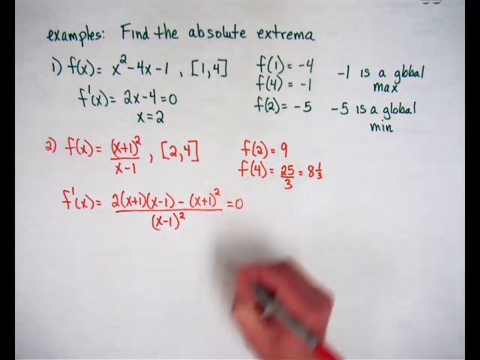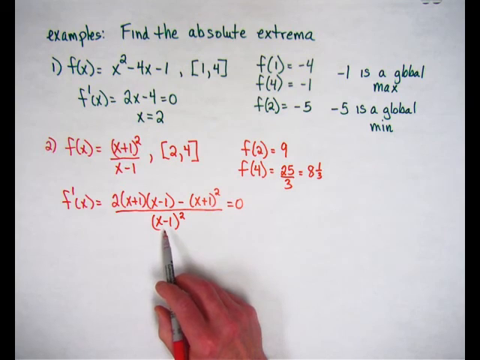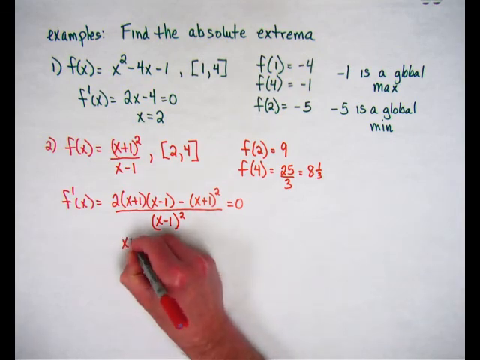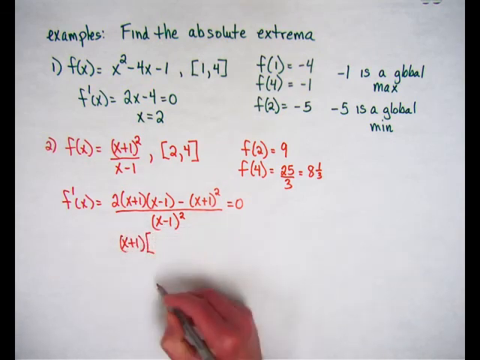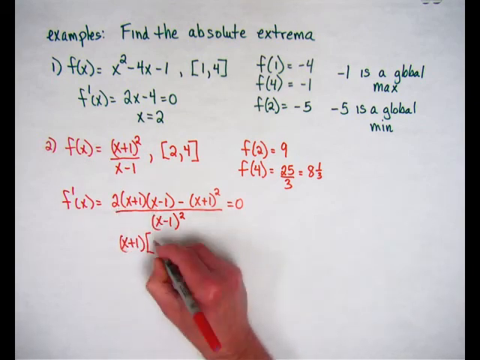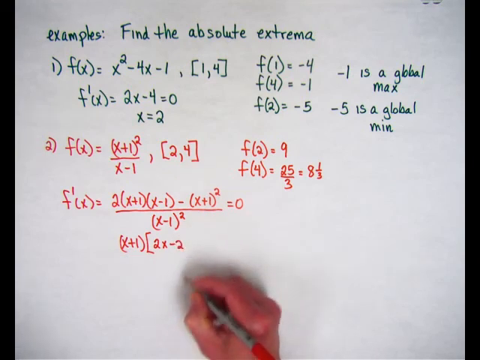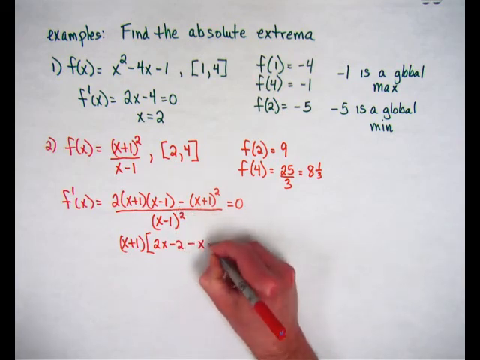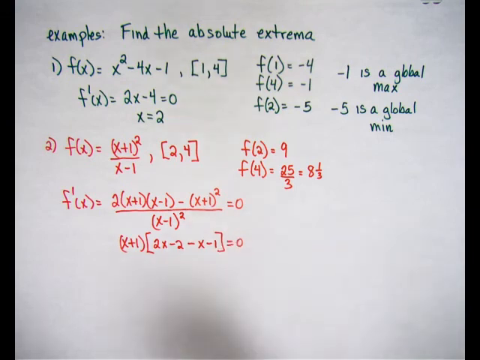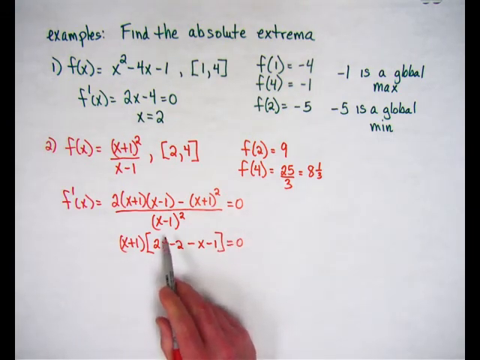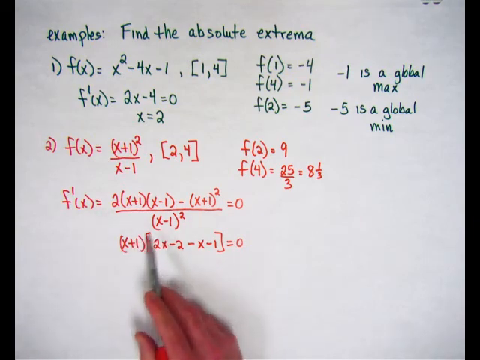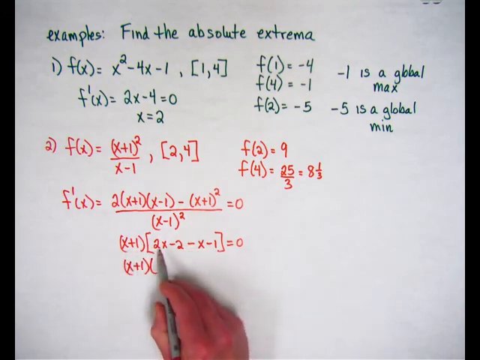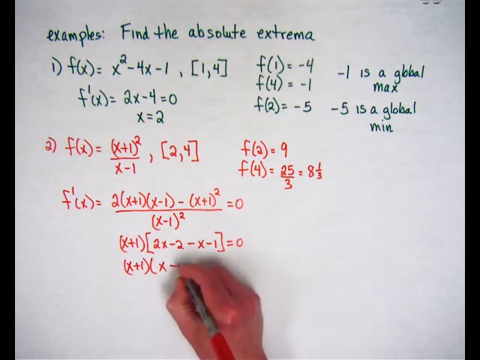We're interested in where that's equal to 0. The only place it's undefined would be at 1, and 1 is not in the domain anyway, so it's not a critical number. Now to solve this, I would take out a common factor. I would take out an x plus 1 as a common factor. That would leave me with 2 times x minus 1, so 2x minus 2, minus, and I still have one of these left over, x plus 1. So I'm subtracting x plus 1, so subtract x, subtract 1, equals 0. I can disregard the denominator. Your derivative itself has a denominator, but when you solve this equal to 0, you can just ignore the denominator. So I have x plus 1 times 2x minus x is x minus 3.